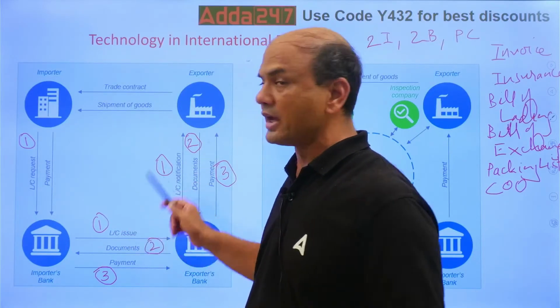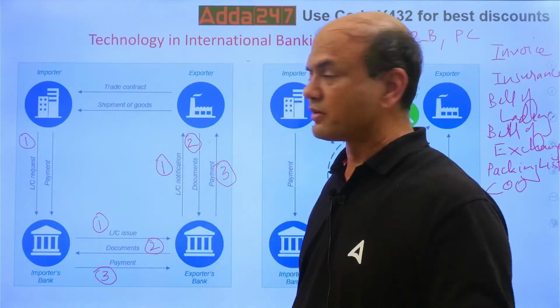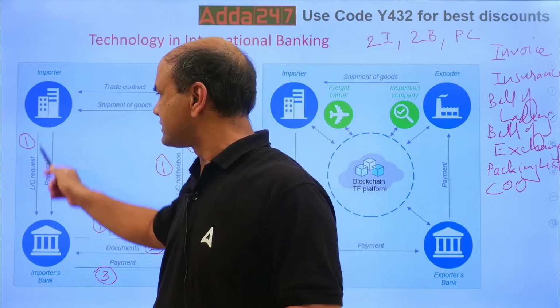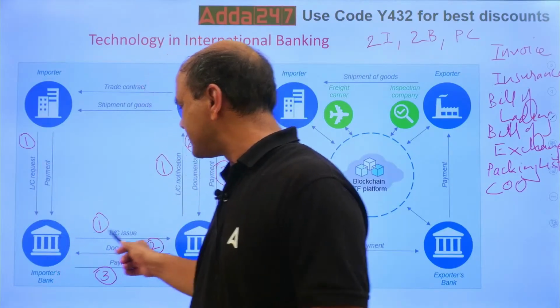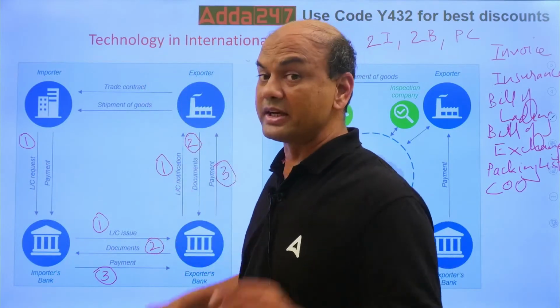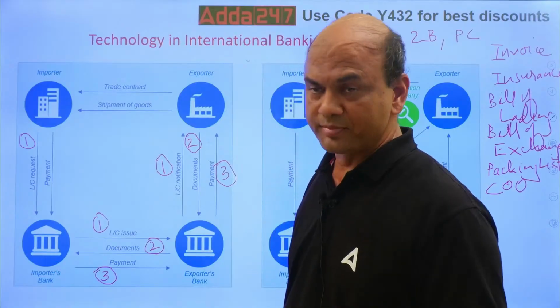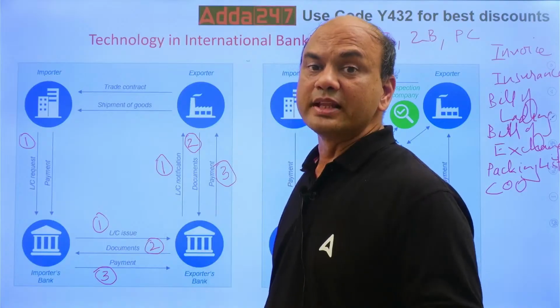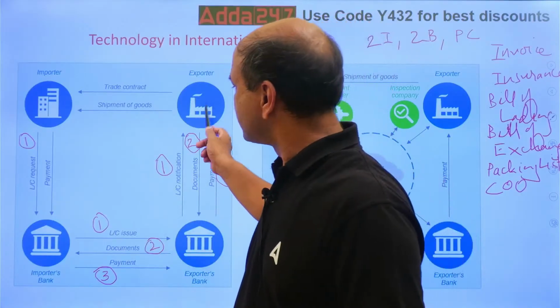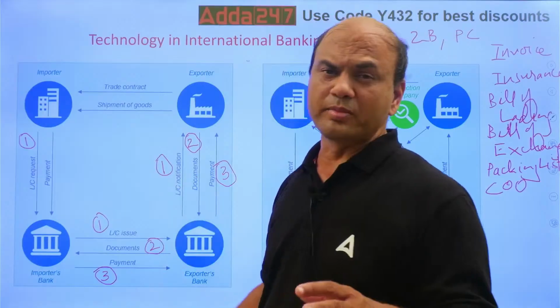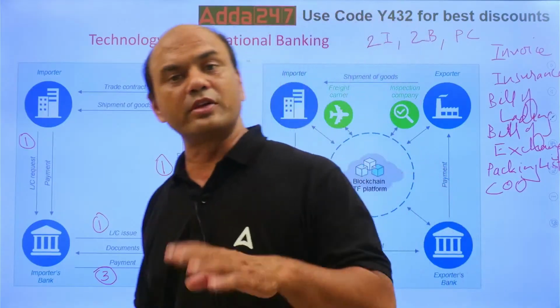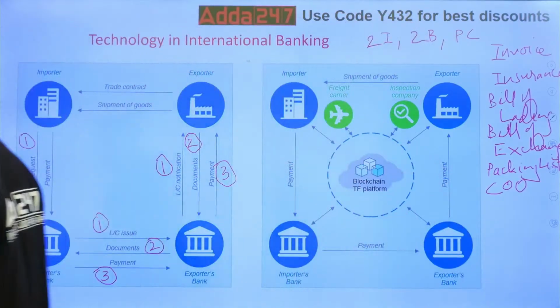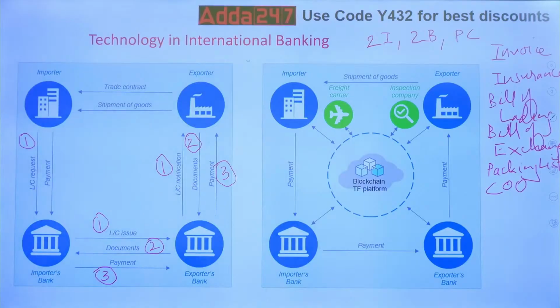See step number 1, I have rounded off everything. The first step is LC request, then LC issuance, and then LC confirmation. Right now this part is through SWIFT, and this part is physical. Then the second step is what? The exporter prepares the documents. Here I am going a bit fast because I have already explained this process earlier in the LC chapter, so I won't be covering it again.